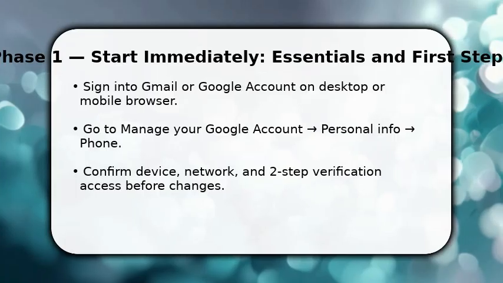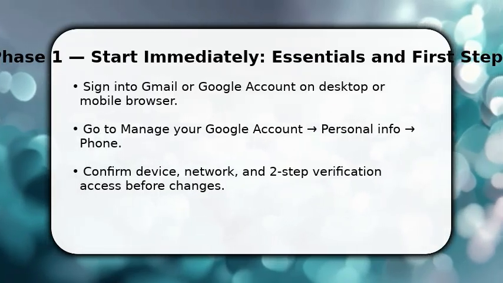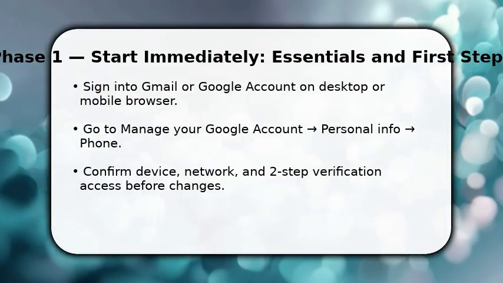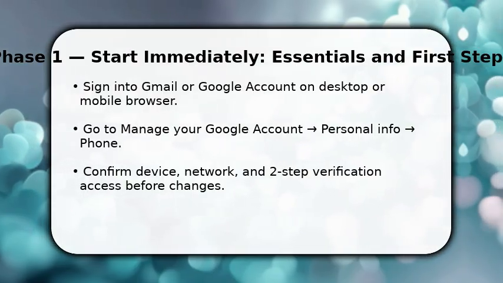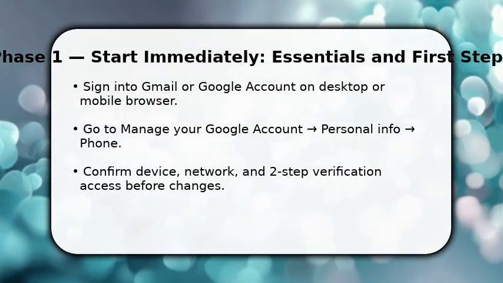Enjoy the video. You start by signing into the Google account that lists the phone number you want removed. Once done, navigate to Personal Info and then Phone. This is where Google stores recovery and contact numbers.